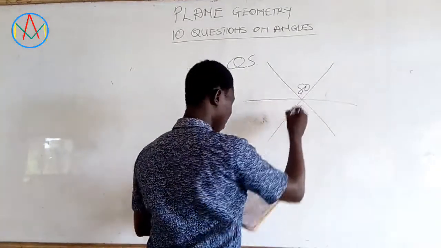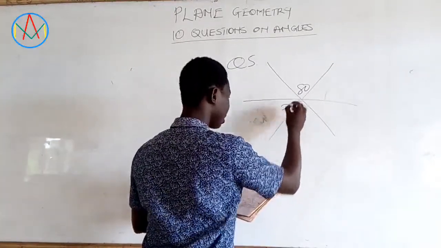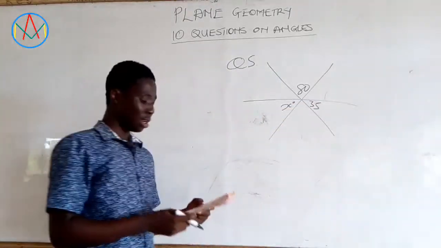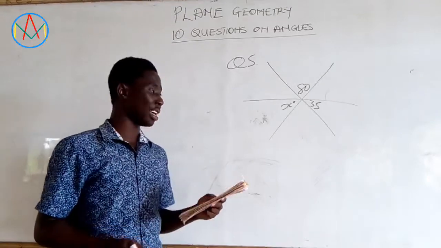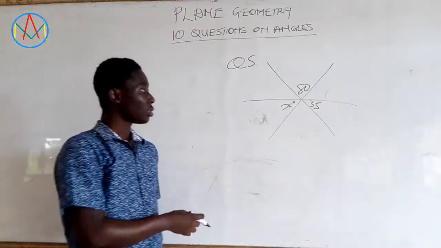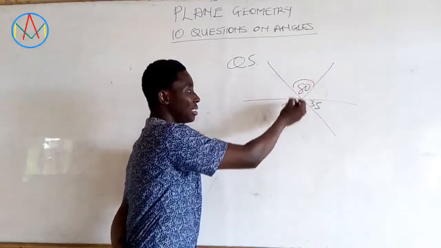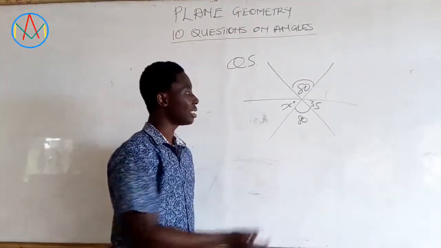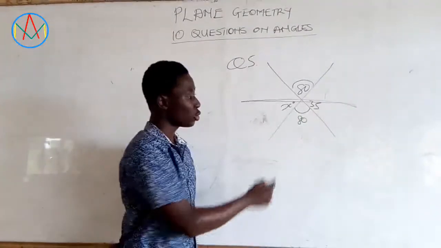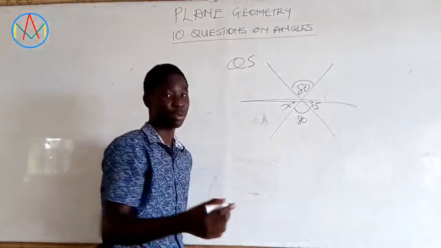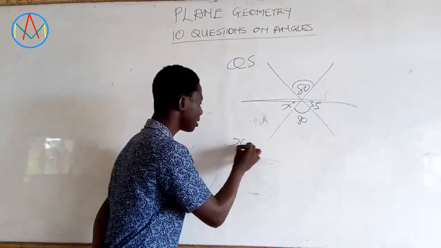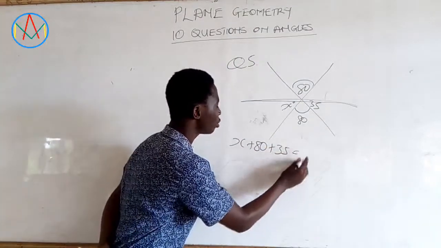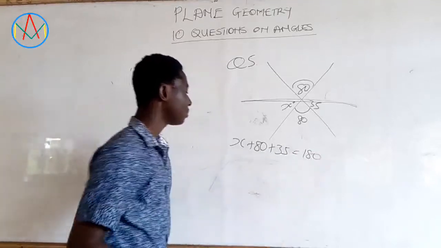Here is 18x, 35. And we are asked to find the value of x in the diagram. So this angle, 80 degrees, is basically opposite to this angle. So this is also 80 degrees. And they are on a straight line. So angles on a straight line sum up to 180. So x plus 80 plus 35 is equal to 180.